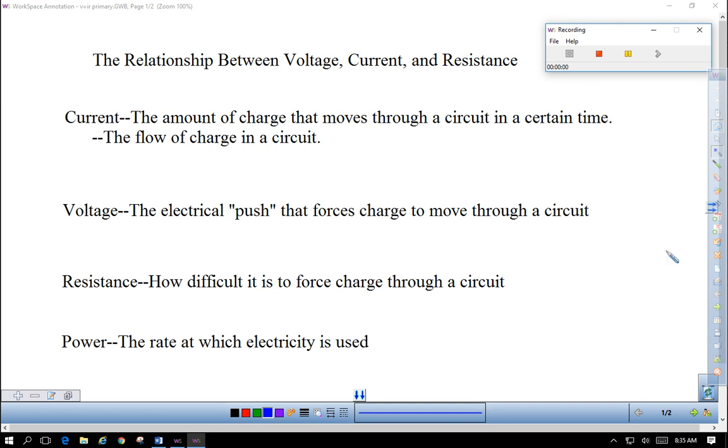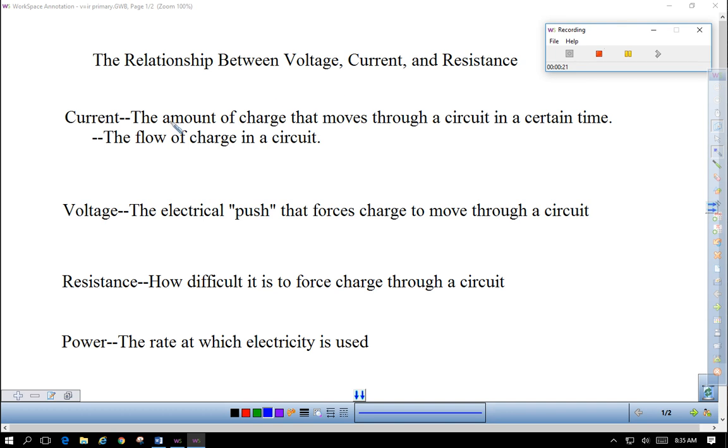Today we are going to be talking about the relationship between voltage, current, and resistance. We are going to be looking at how those relate to each other and how we can solve those in a circuit and how we could solve for different values that we'll have in a circuit. All right, first of all, let's just talk about what voltage, current, resistance, and power are.